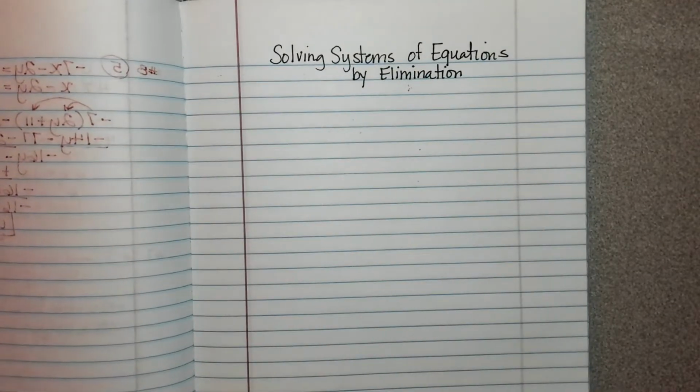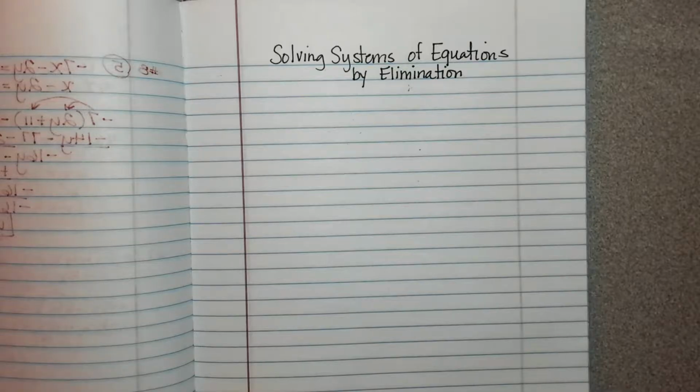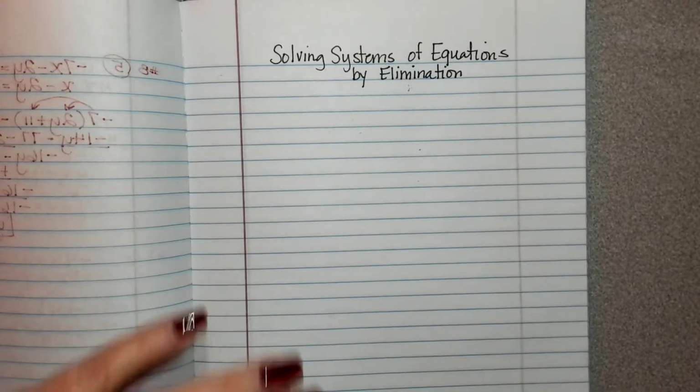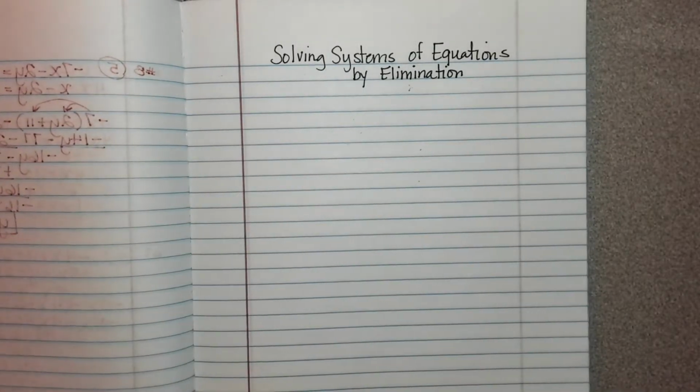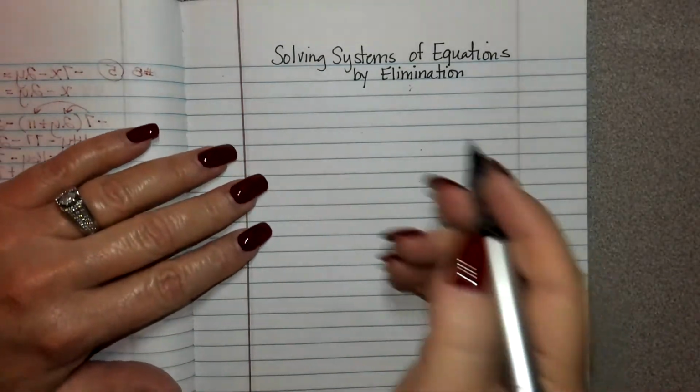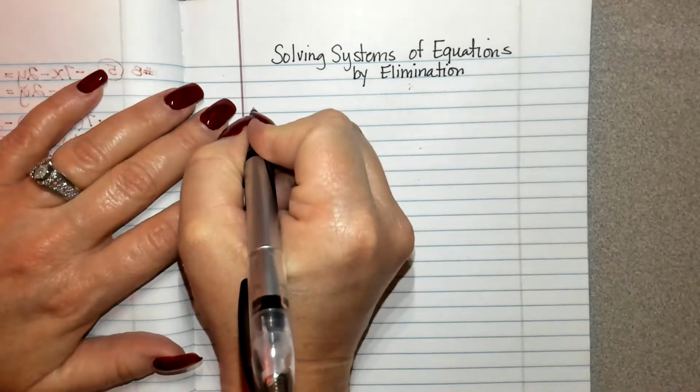Alrighty, we're going to solve systems of equations by elimination today. We did substitution already and we did tables and graphs, so let's do some elimination. I told you I would show you an easier way, and this is it. So example number 1.